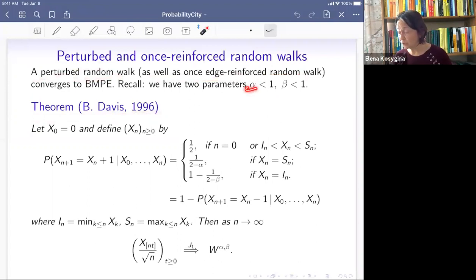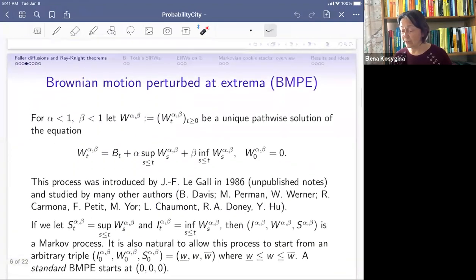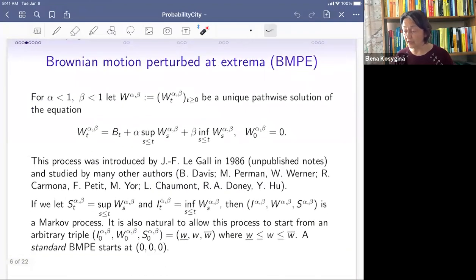So recall that we have these two parameters. Oh, by the way, I want to mention that it is completely obvious that the process does not exist for alpha greater than or equal to 1 or beta greater than or equal to 1. But what is not obvious, and why these papers were necessary, is that it exists for the full range of parameters, alpha less than 1 and beta less than 1.